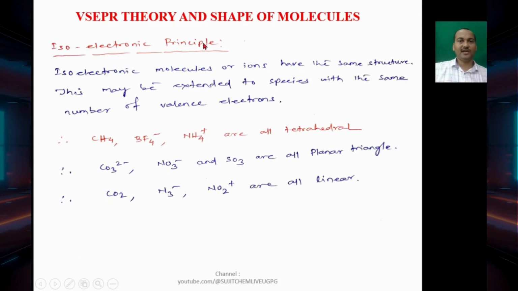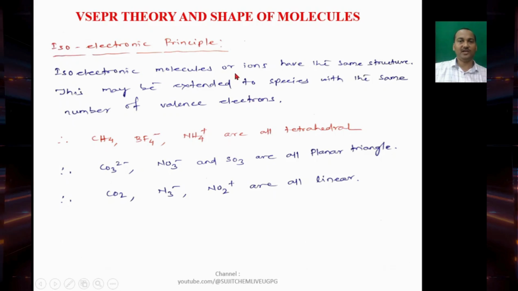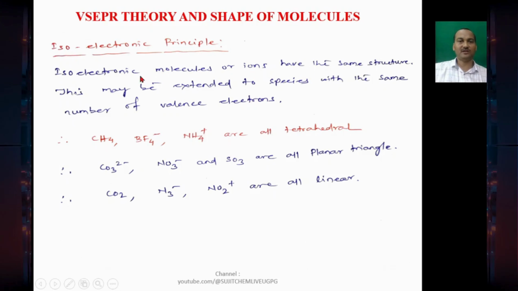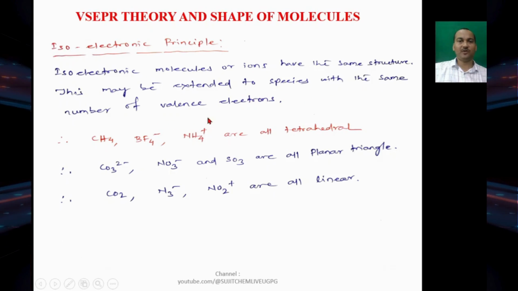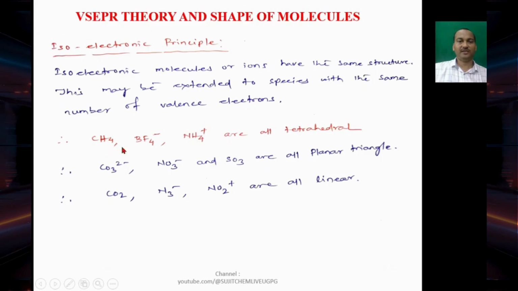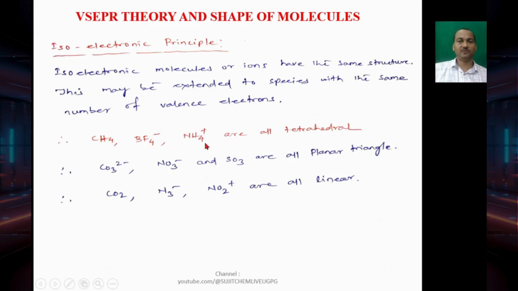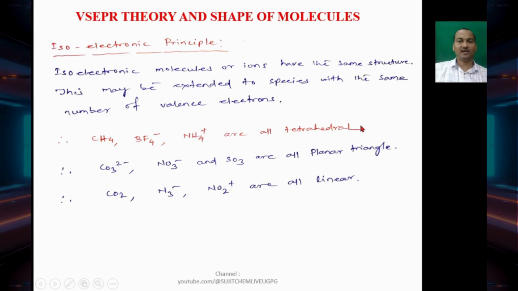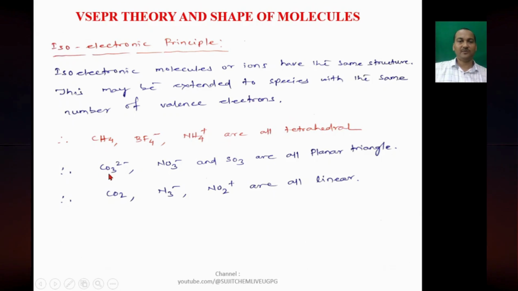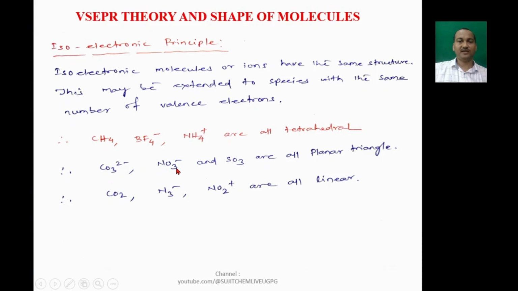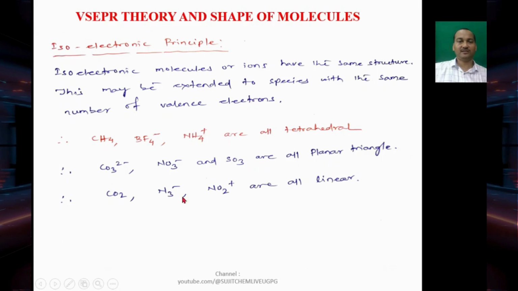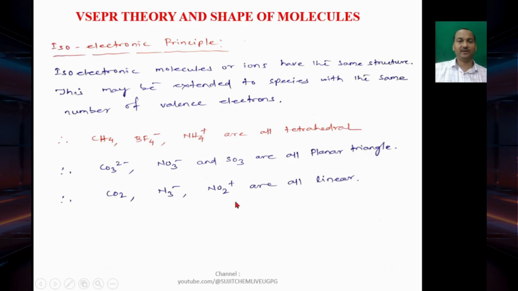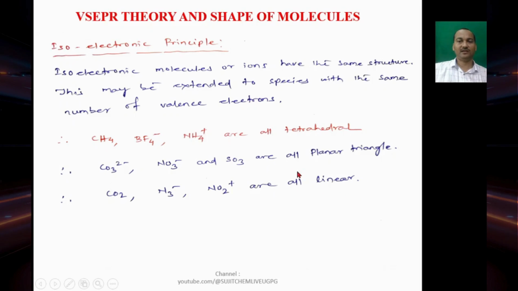The next is isoelectronic principle. Isoelectronic molecules or ions have the same structure. This may be extended to the species with the same number of valence electrons, just like methane, BF4 minus, NH4 plus. All are tetrahedral. Similarly, carbonate CO3 2 minus, nitrate NO3 minus, and SO3 all have a planar triangle. Similarly, carbon dioxide, N3 minus and NO2 plus all are linear.